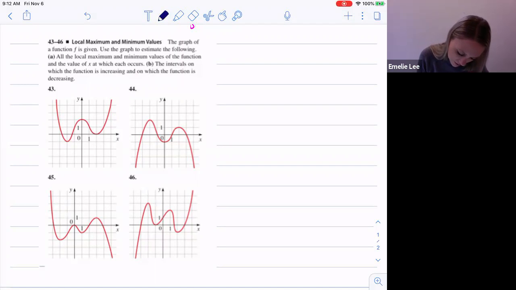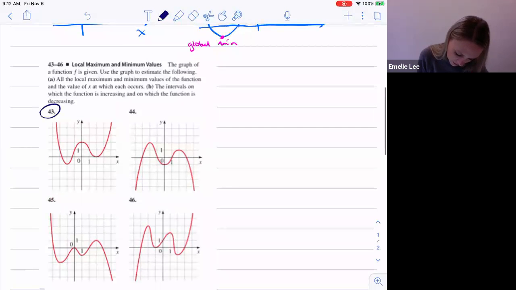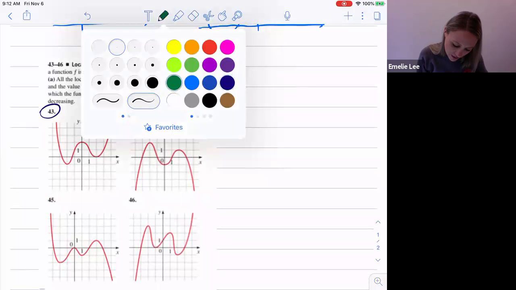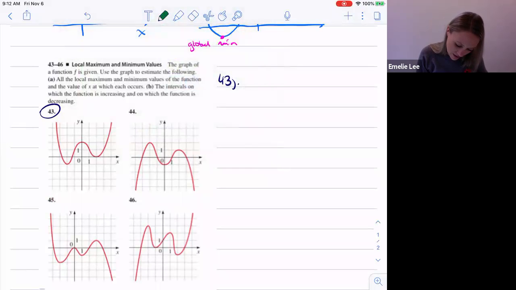So if we look at number 43 here, weird number, but that's okay. It establishes the axes here. So each square is worth 1. And first, let's pick out our maximums. So here we've got a max. And this maximum seems to be a local maximum.